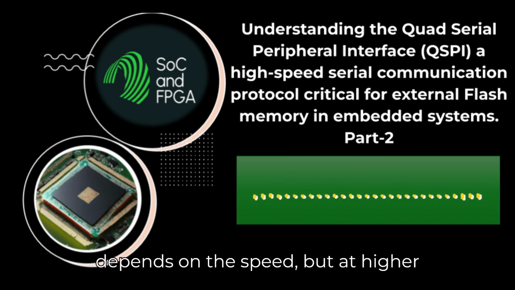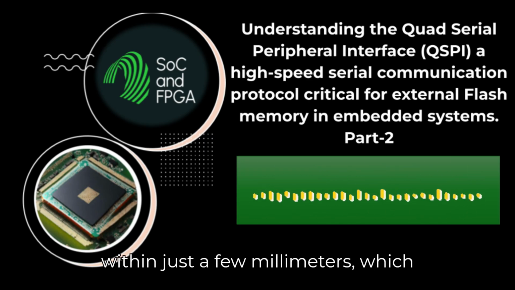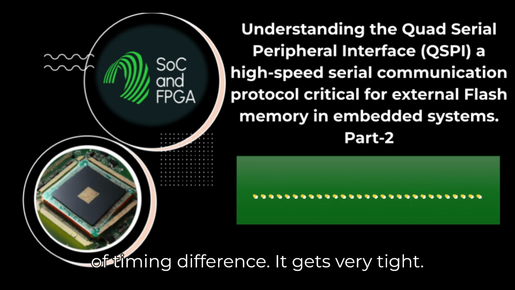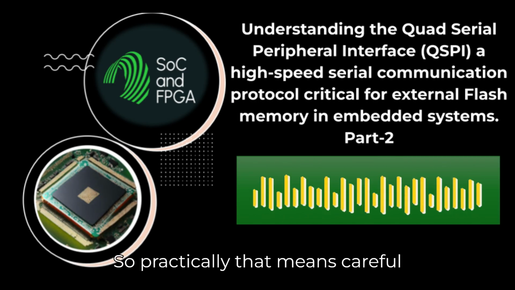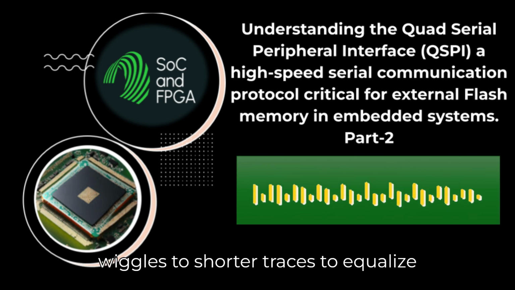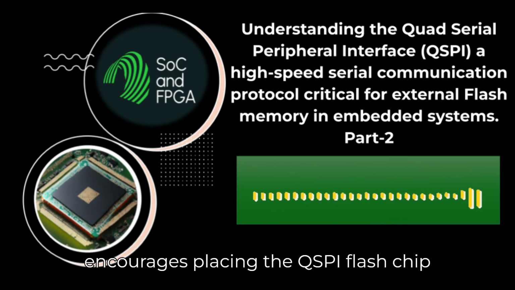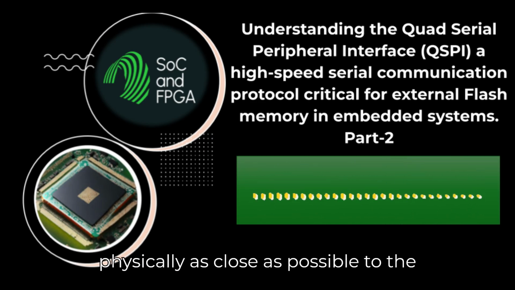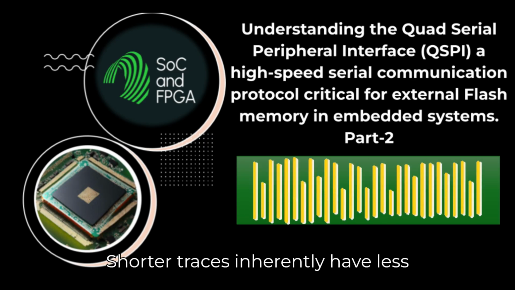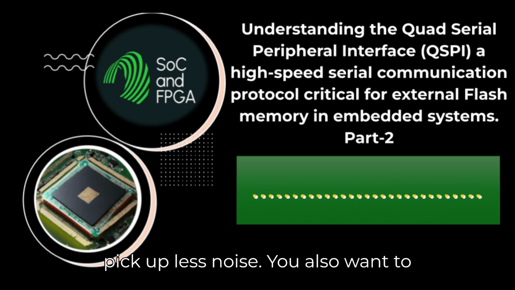It depends on the speed, but at higher frequencies, you might be aiming for skew within just a few millimeters, which translates to maybe tens of picoseconds of timing difference. It gets very tight. So practically that means careful routing, maybe adding small serpentine wiggles to shorter traces to equalize lengths. Exactly. And it also strongly encourages placing the QSPI flash chip physically as close as possible to the host MCU or FPGA on the board. Shorter traces inherently have less length mismatch, less signal loss, and pick up less noise.